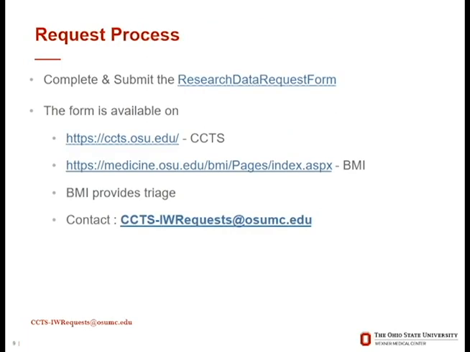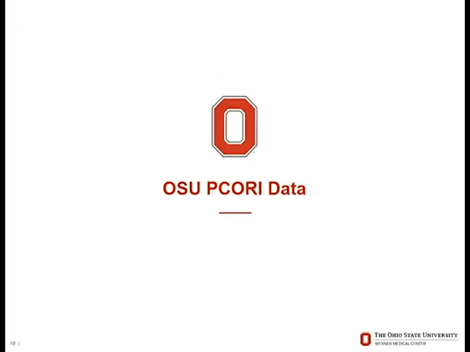The data request form is called the Research Data Request Form, and it is available on the CCTS website as well as the BMI website. You can search for Research Data Request Form and you should see that. If for some reason you're not able to find it, please contact us. You can always reach us at cctsiwrequest@osumc.edu, and we will work with you to get you the data. Any questions on this? All right.